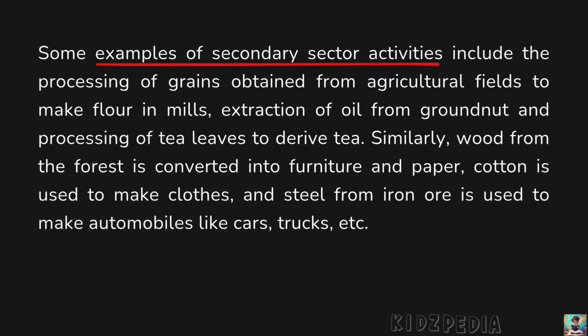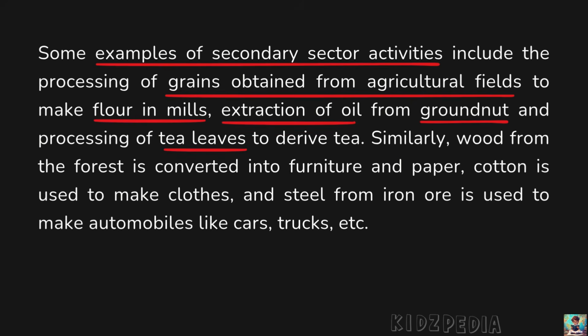So let's look at some examples of secondary sector activities so you can understand them better. People take raw materials from the primary sector and change them into useful products. For example, grains from farms are processed in mills to make flour. Groundnuts are used to extract oil. Tea leaves are processed to make the tea we drink. Wood from forests is turned into furniture and paper. Cotton is used to make clothes. Iron ore is made into steel, which is then used to build cars and trucks. So the secondary sector is all about manufacturing or making new products from raw materials. These products can then be sold or used by people in their daily lives.